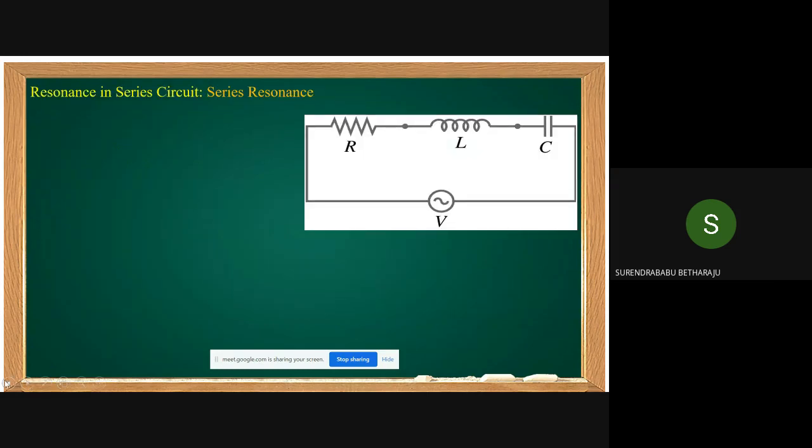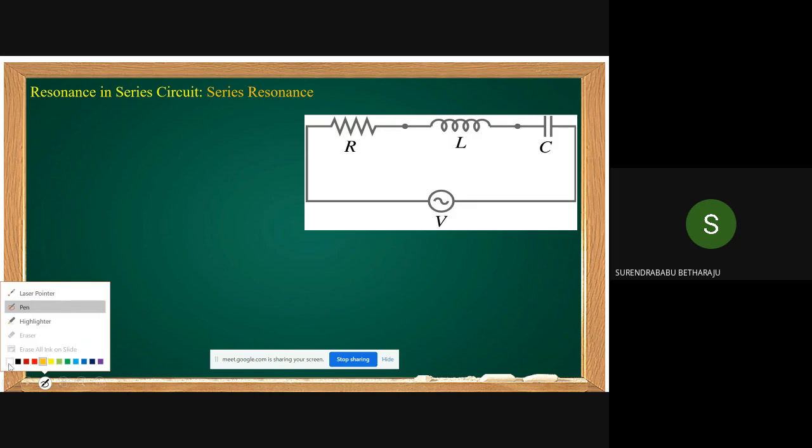Now we concentrate on resonance in a series circuit. This resonance is called series resonance, students. Here I'm going to write very important formulas and very important observations also. Please concentrate, students.